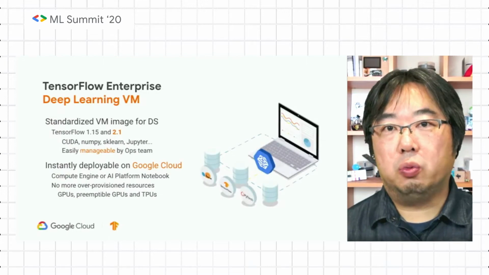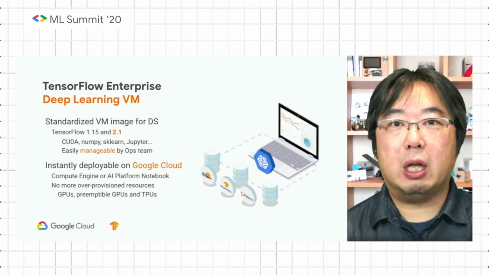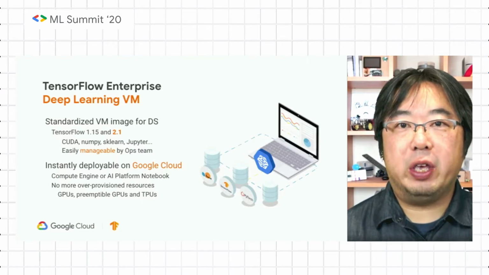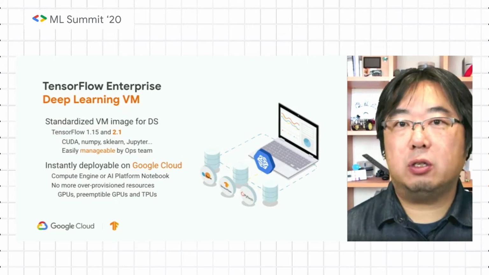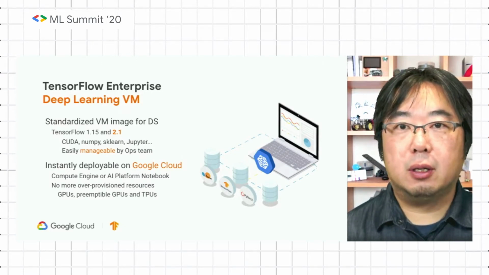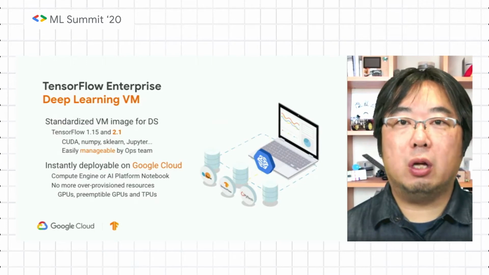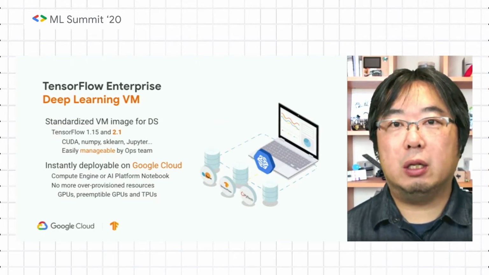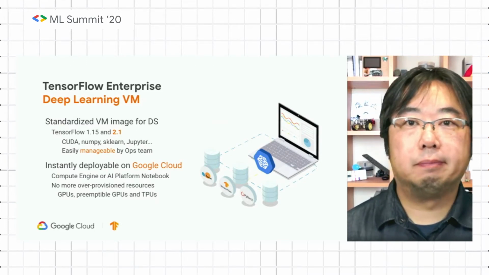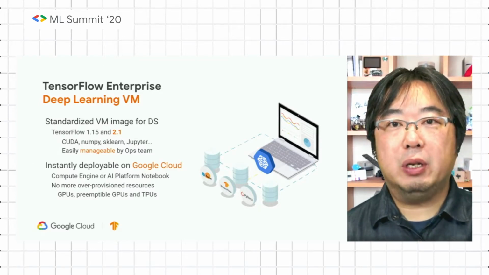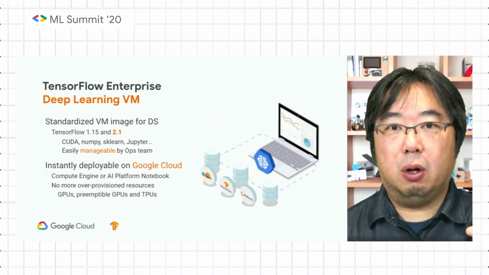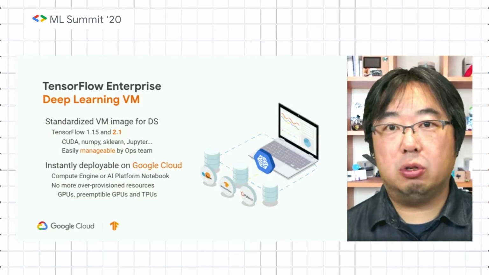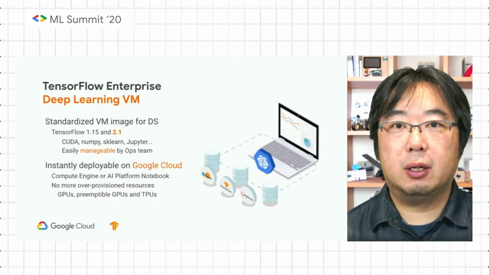So the one solution we can bring is TensorFlow Enterprise, specifically Deep Learning VM. Deep Learning VM, or DLVM, is a standardized VM image for data scientists that supports TensorFlow 1.15 and 2.1, and now 2.3 as well. It has the everyday tools of data scientists, starting from the CUDA drivers, NumPy, scikit-learn, Jupyter, everything already installed in the VM images. So you don't have to install everything from scratch.